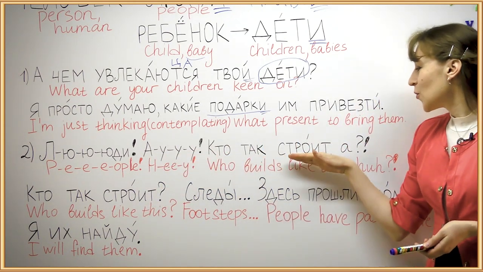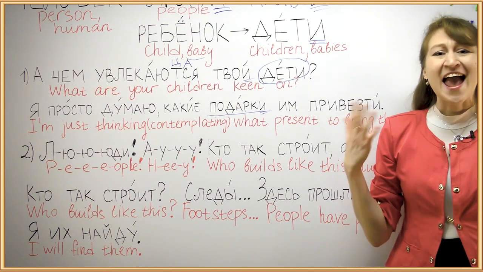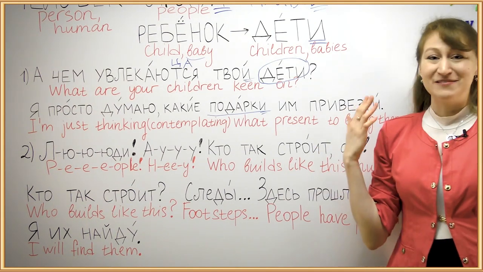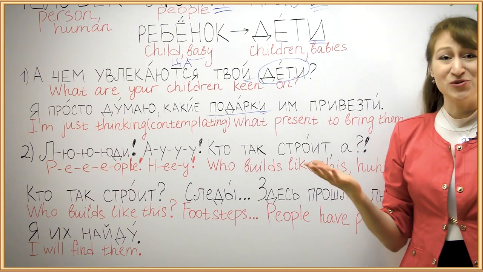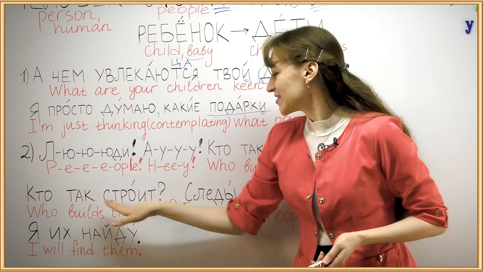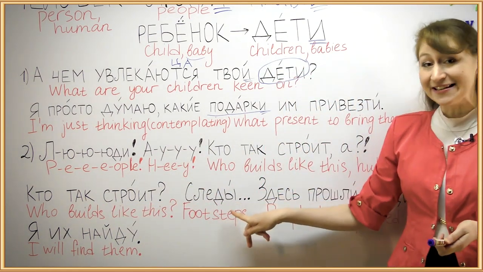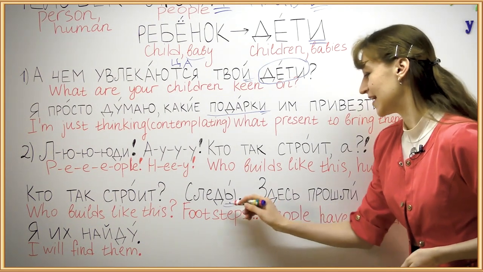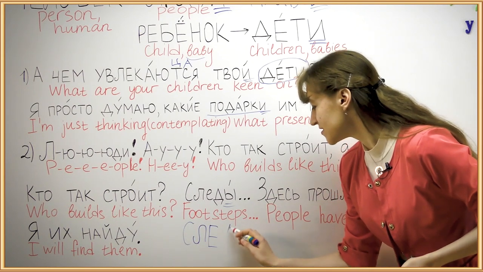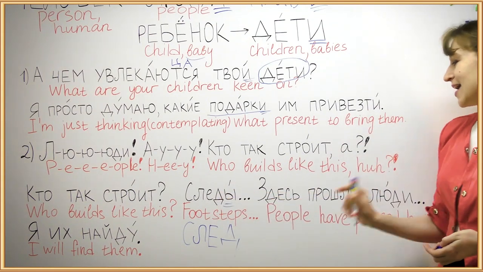Кто так строит, а? So he's very angry, like who builds like this? Who builds such buildings that are so enormous and it's hard to get out of them? Кто так строит? Then he finds footsteps, следы, and it's plural, and it's a hard ending, след, being the singular form, footstep, след, следы.